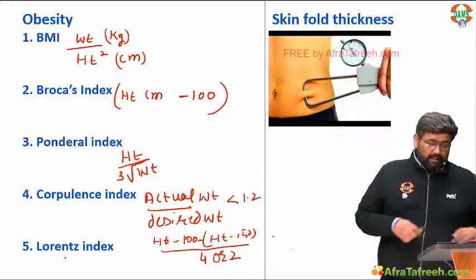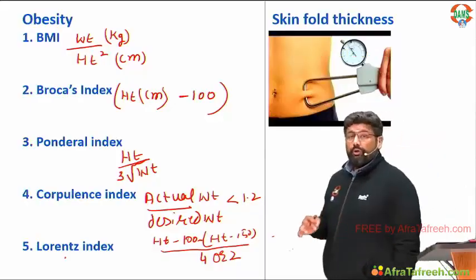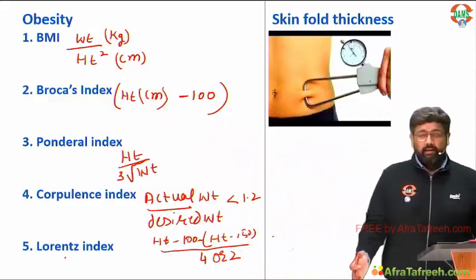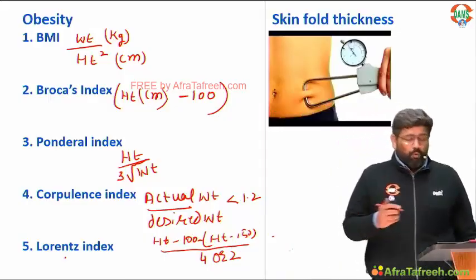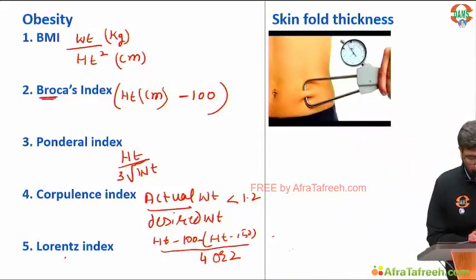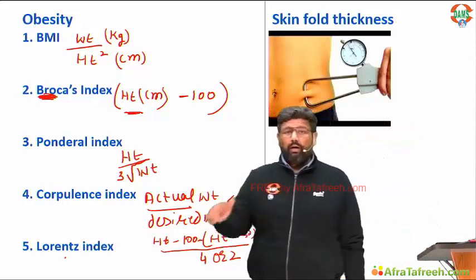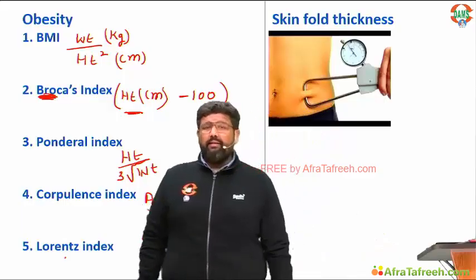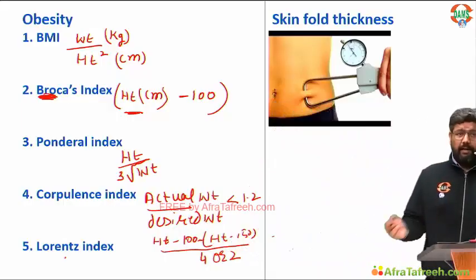Then Broca's index: height in centimeters minus 100 should be the ideal weight. If someone has a height of 175 centimeters, minus 100, the ideal weight for that person is 75 kgs. Bro, right? So guys are usually obsessed with their height. Bro ka height, mnemonic. Ponderal index, this ponderal index is different from your pediatrics ponderal index. Here, this is for obesity. Height divided by cube root of weight.